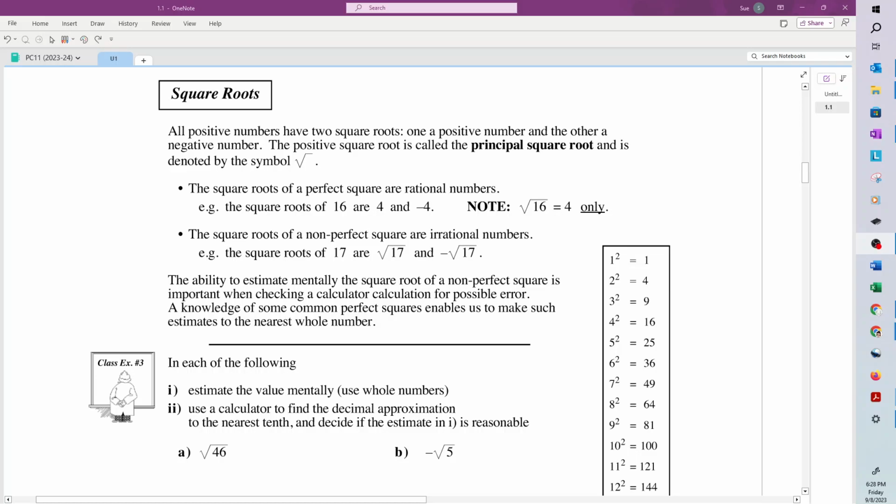Hi, welcome to part 2 of lesson 1 for unit 1 on exponents and radicals. We're on page 2 and we're going to talk about square roots.